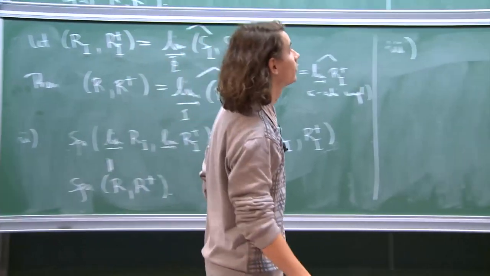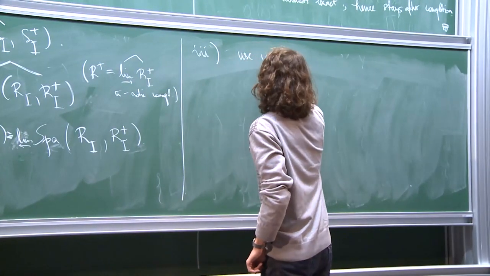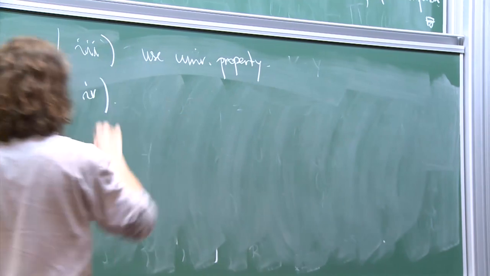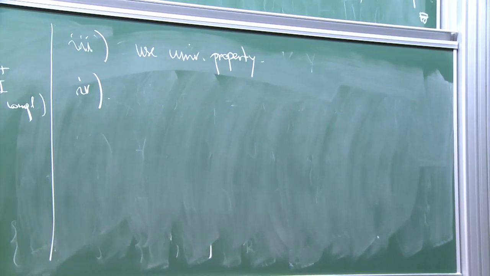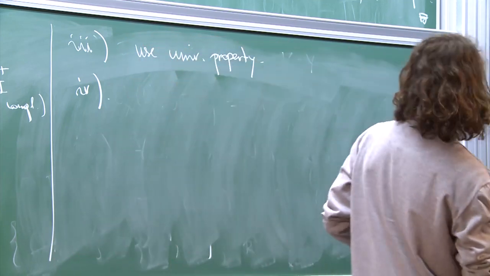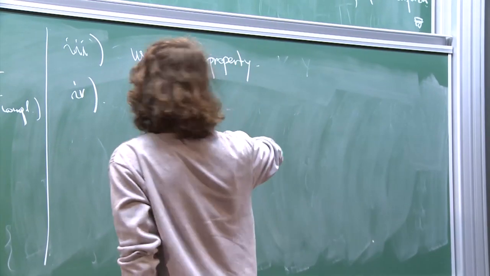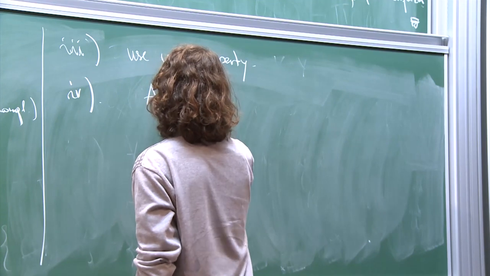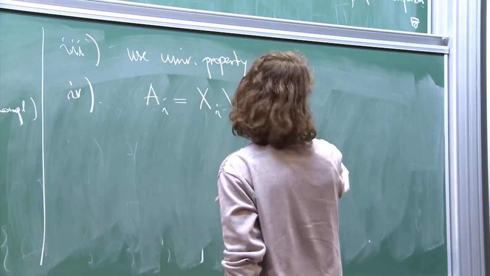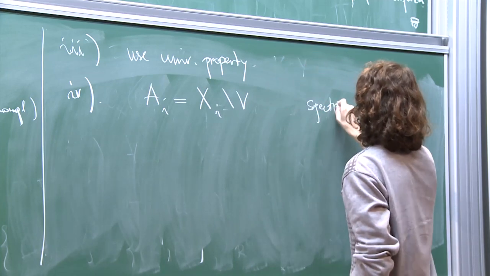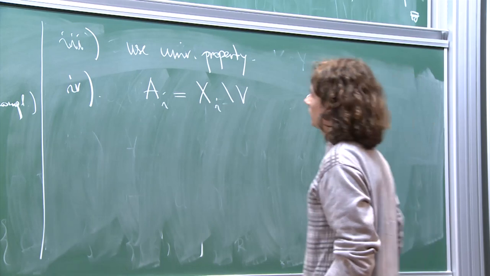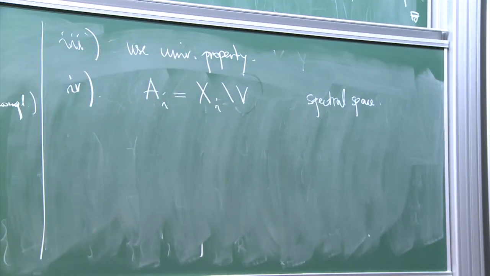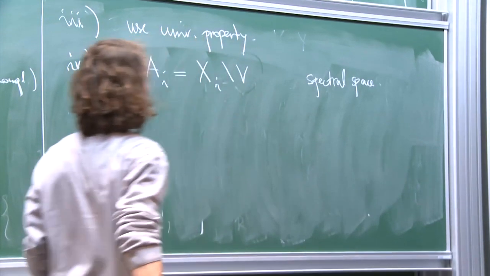Part three is that, again, we use the universal property. And part four is slightly interesting. It's a general statement about spectral spaces and spectral maps that I want to sketch. So let's call AI this complement XI minus V. So this is a spectral space because V is a constructible subset, and hence this complement is a constructible subset. And it's a general statement that constructible subsets of spectral spaces are again spectral.